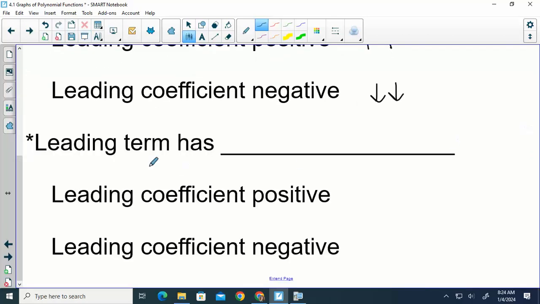All right. If we have an odd degree, what does it look like? Yeah, our chair, right? So the left hand side is going down, the right hand side is going up. But if I put a negative in front, like a negative x cubed, what would that do? Switches them. So it'd be up, down.